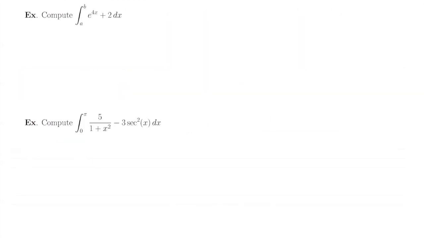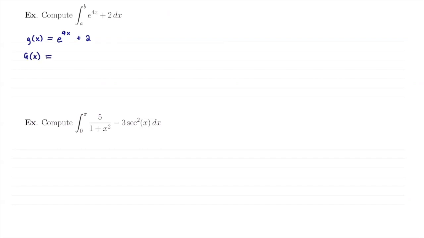Okay, let's look at a couple more examples. Let's compute the integral from a to b of e to the 4x plus 2. So once again, I'll identify little g of x is e to the 4x plus 2. What function would we differentiate to get that? That will be our antiderivative capital G of x.